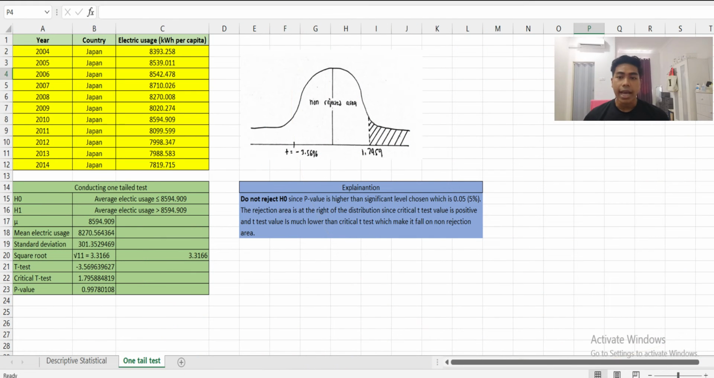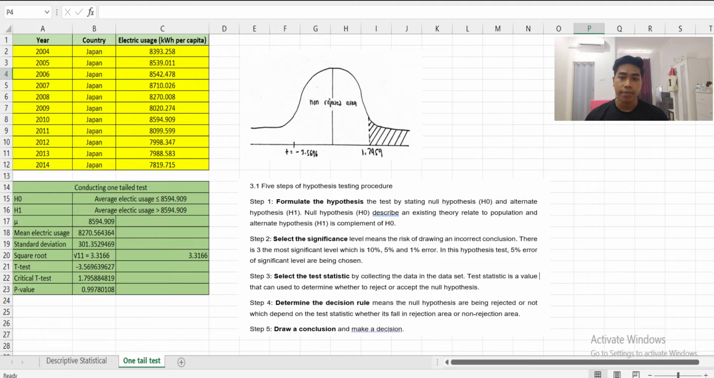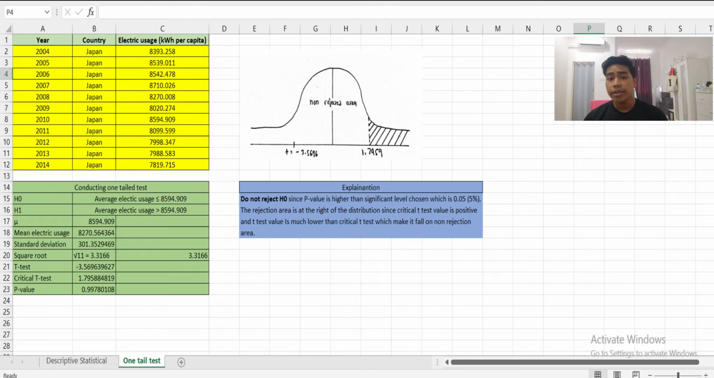The next test that I have conducted is the hypothesis test, for which I chose a one tail test. There are 5 steps in conducting this test: first formulate the hypothesis, then select the significance level, then calculate the test statistic, then determine the decision rule, and lastly draw a conclusion. The objective of running a hypothesis test is to make inferential statistics which help to draw a conclusion.